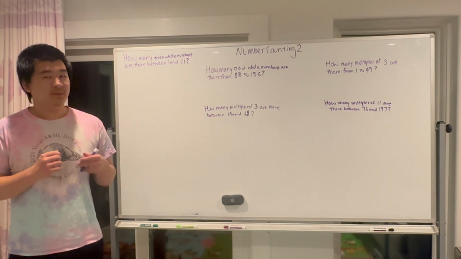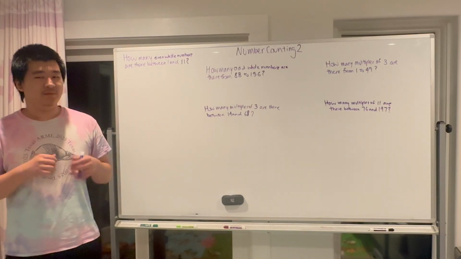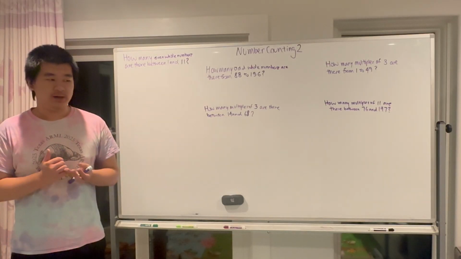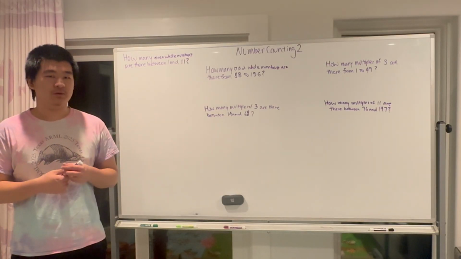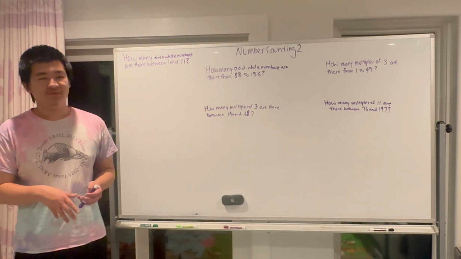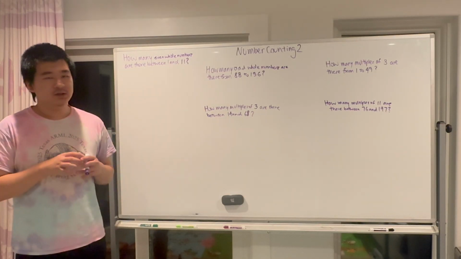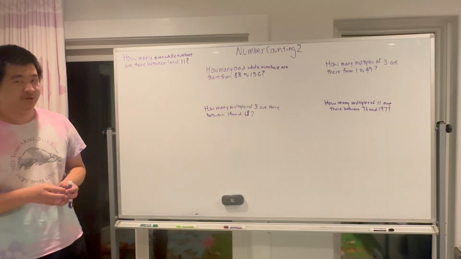In this video, we're going to be doing number counting 2. But if you haven't watched my previous video, number counting 1, please go back and watch that one, as we're going to use something very similar in this video, just a little bit altered. So what is different with number counting 2?